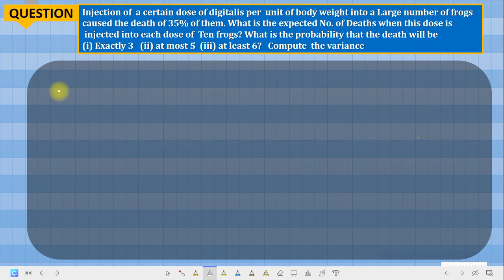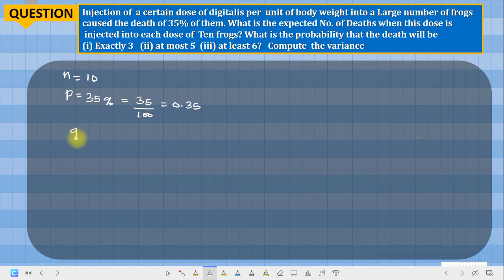What is the expected number of deaths when this dose is injected into each dose of 10 frogs? What is the probability that the death will be? Now our n, they told you each dose of how many? The sample space given to you is what? 10. Now what is our p, the probability that it will happen? They told you that whenever something is injected, 35% of them die. So the probability that it will happen is what? 35%. Now 35% as a fraction becomes 35 over what? 100, a proper fraction, and then as a decimal becomes 0.35.